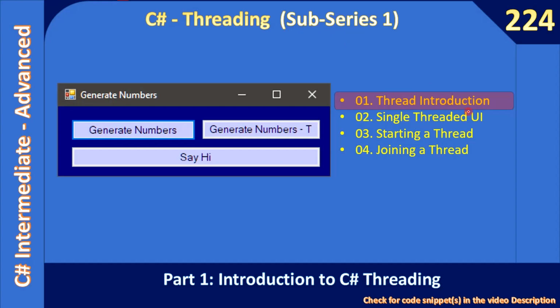We divide this series 1 into 4 videos. First we will learn about threading, then we will see what is meant by single threaded UI. After that we will see how to start a thread, then we will see how you can join a thread so that one thread will wait for the other thread to finish. Alright, now we will go ahead with the introduction to C# threading.